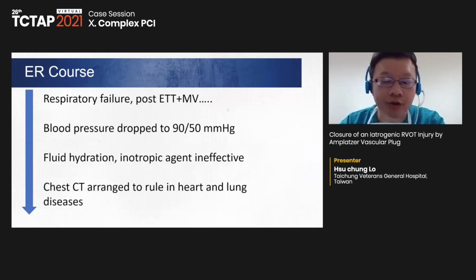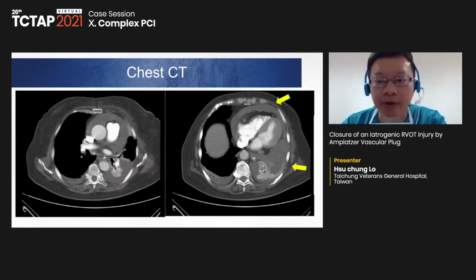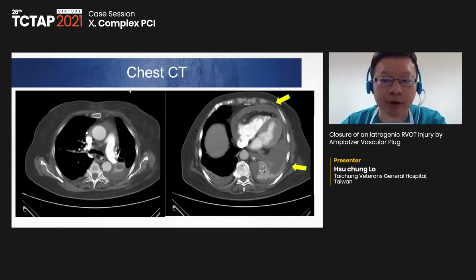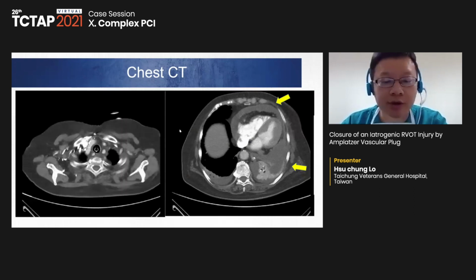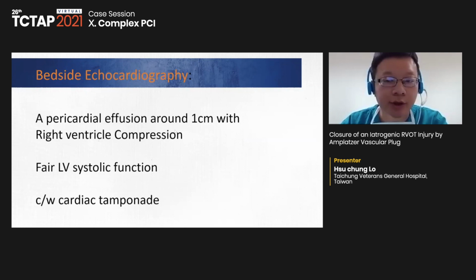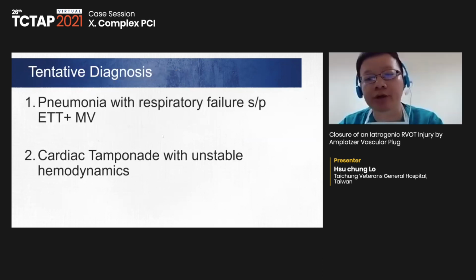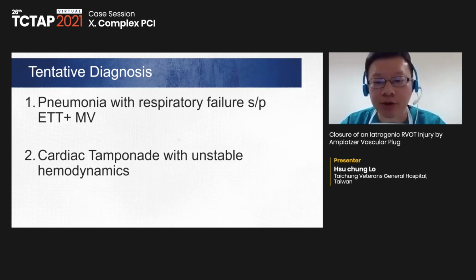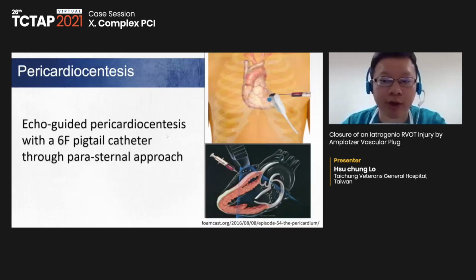Because of respiratory failure, intubation was performed, but her blood pressure did not respond to fluid hydration and inotropic agent. CT showed partial collapse of her left lower lung, bilateral pleural effusion, and pericardial effusion around 1 centimeter encircling the whole heart. Echography was performed immediately and confirmed the diagnosis of cardiac tamponade. So her tentative diagnosis was pneumonia with respiratory failure and septic shock, with endotracheal intubation and mechanical ventilator support, and cardiac tamponade with unstable hemodynamics. Pericardiocentesis was suggested and agreed by the family.